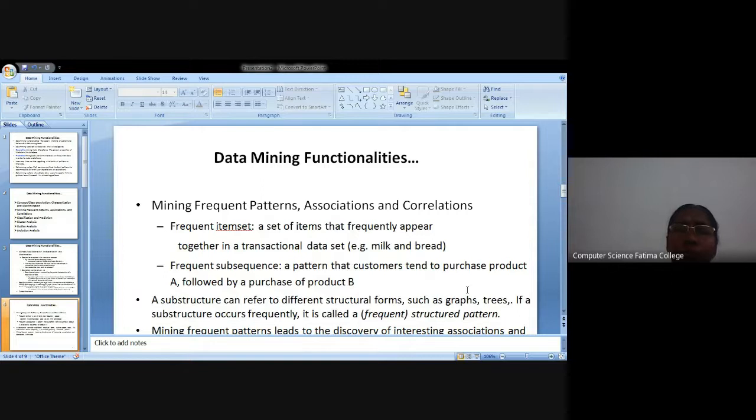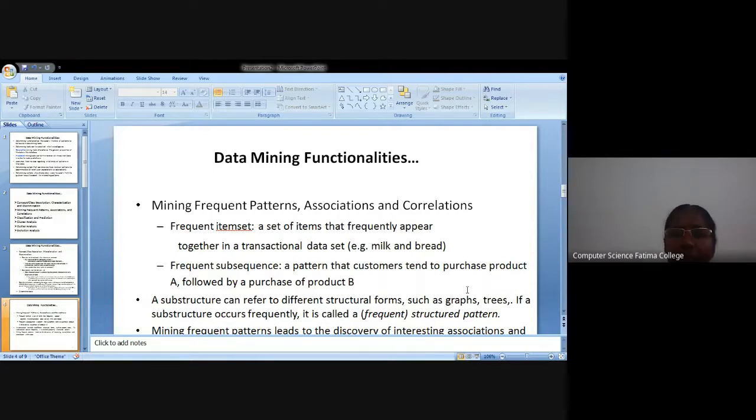The second one is mining of frequent patterns, association, and correlations. Ultimately we are finding interesting patterns. Mining frequent patterns is represented in three different ways. One is finding frequent itemsets, which is a set of items that frequently appear together in transaction data. That is milk and bread and jam. That kind of items is represented as a frequent itemset.